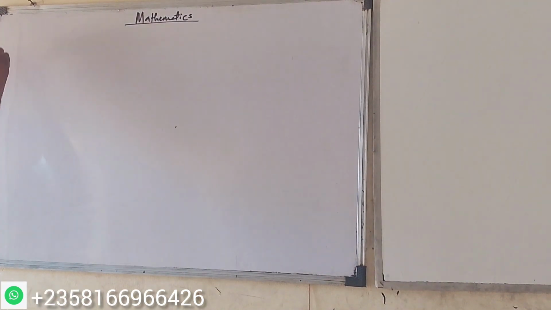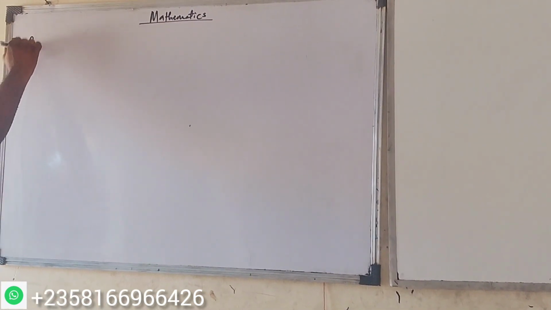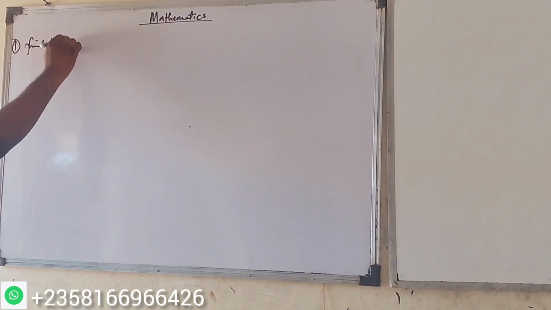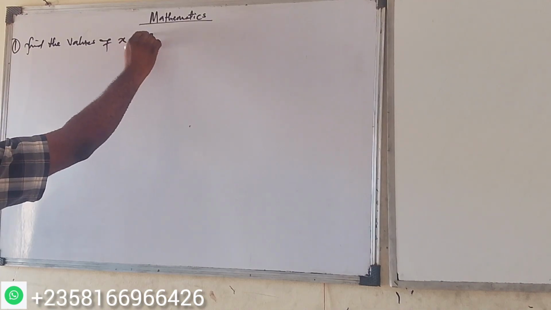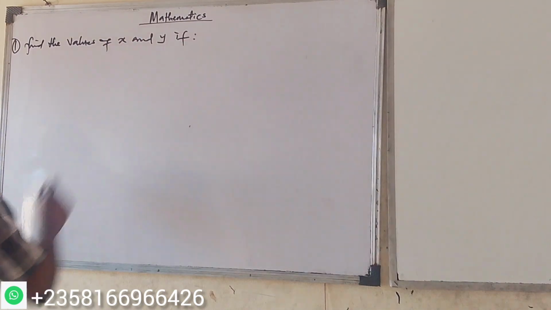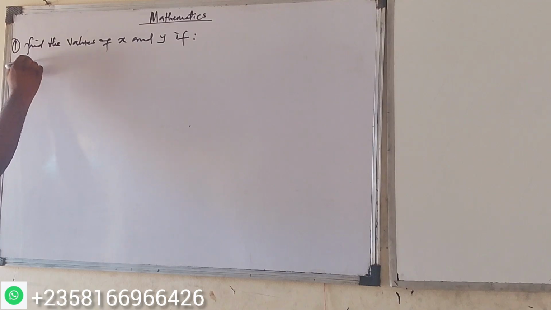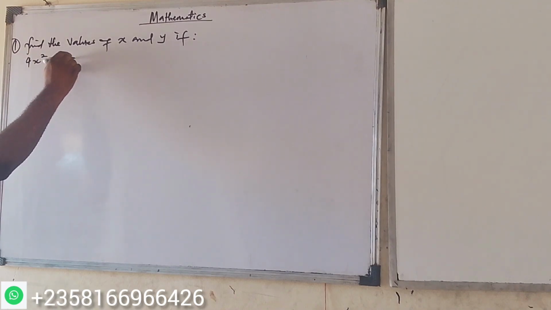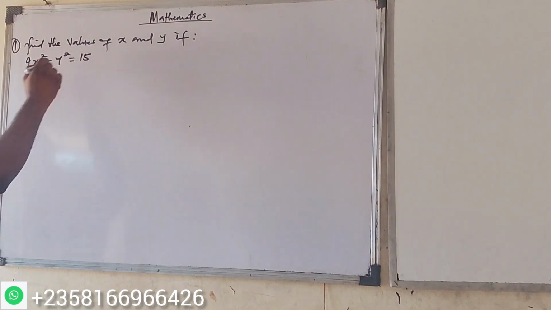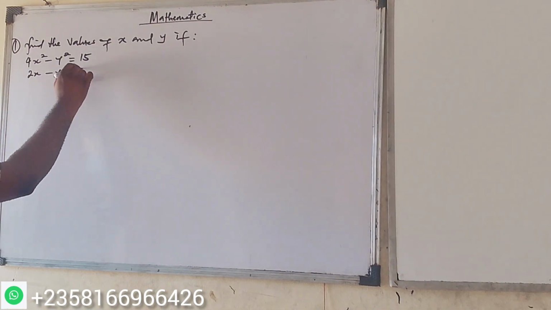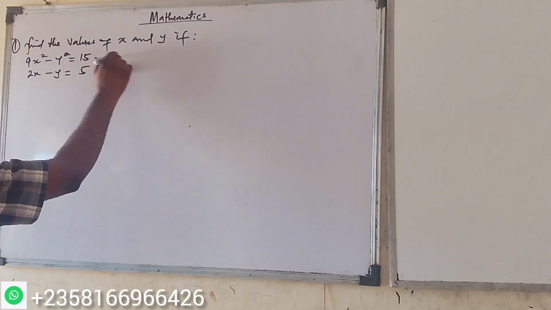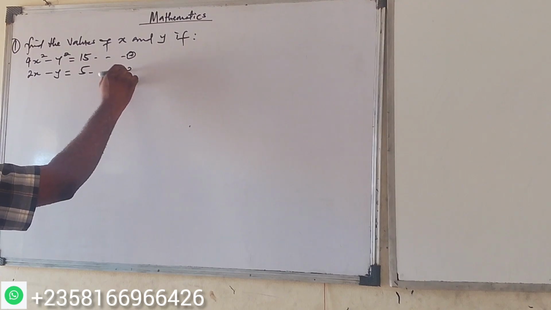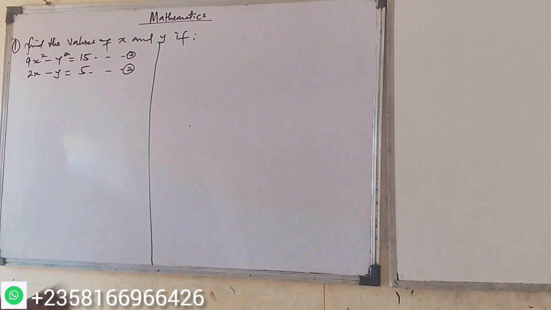Question number one. Find the values of x and y if 4x squared minus y squared is equal to 15, and 2x minus y is equal to 5. Let's call this equation 1 and this equation 2. Now, let's look at this very closely.